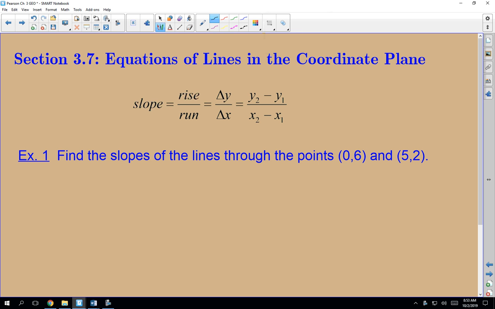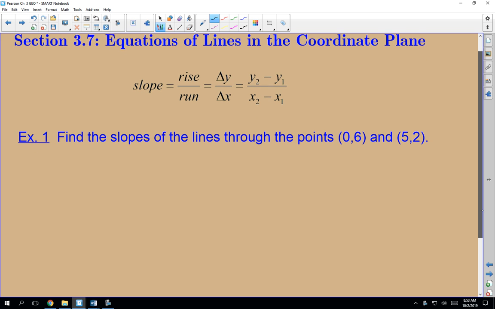So, equations of lines in the coordinate plane. You guys are pros at this stuff, right? You know your slope formula for finding the slope? Okay. Slope is rise over run. You know what this little symbol is? Little triangle? What's that called? Triangle? It's change. Good. Change in y over change in x. Good. So how do we find the slope between these 2 points?